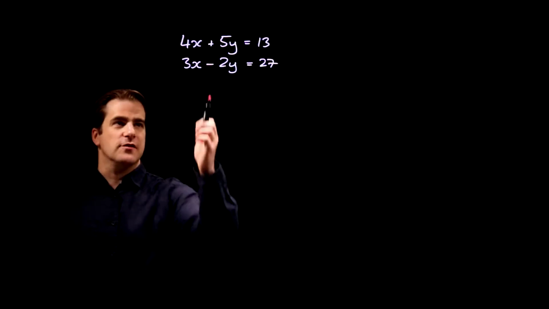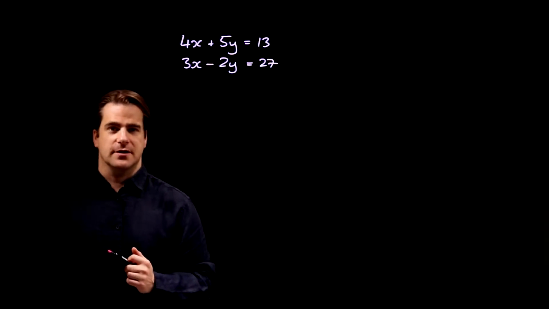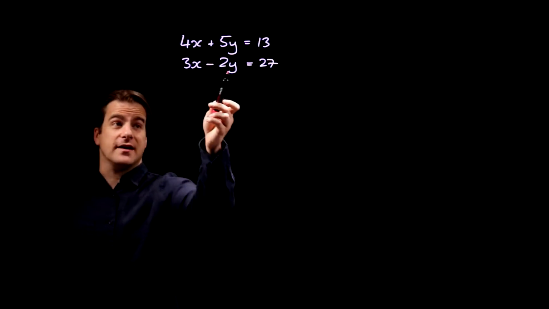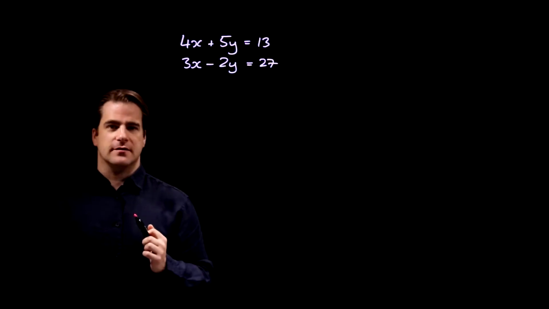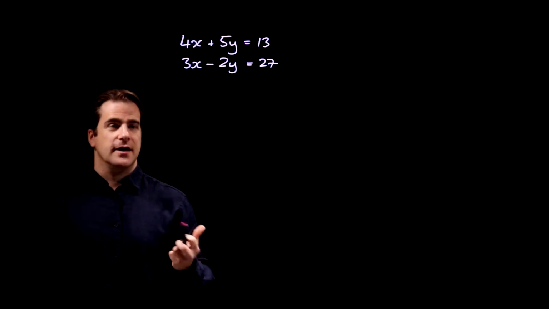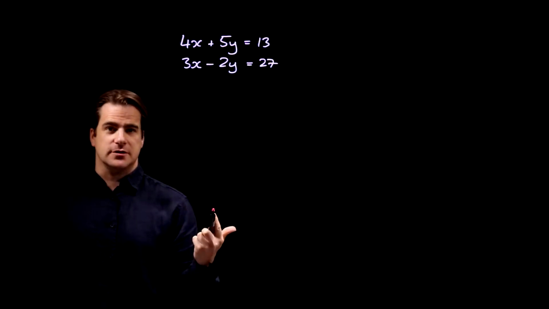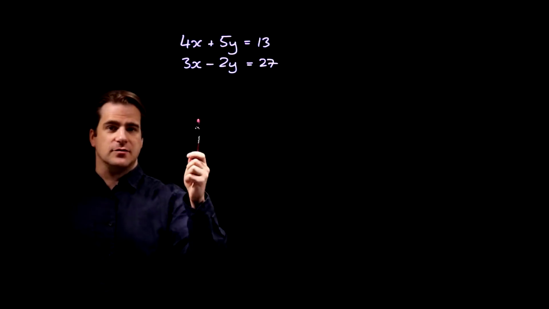We have to solve these two simultaneous equations. And solve means find x and find y. Now, with simultaneous equations, there are two methods you can use: elimination or substitution. Now, in this case, we can use either.